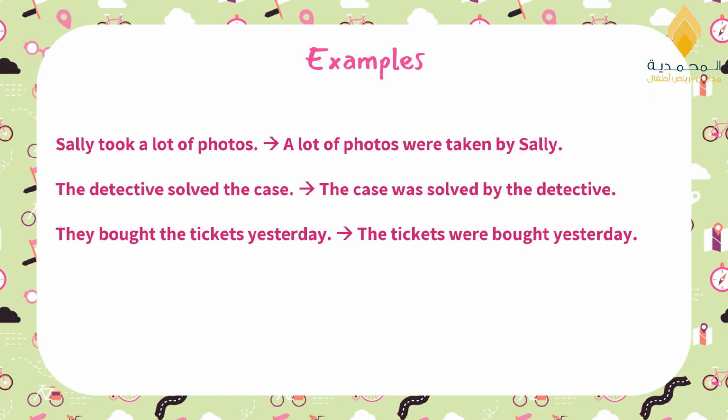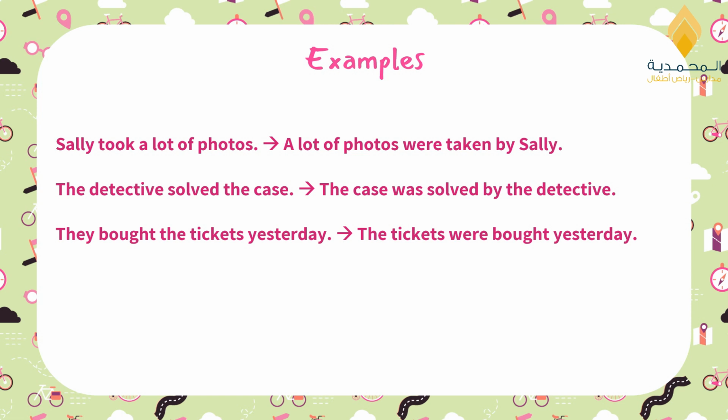Here are some examples of simple past sentences that were changed into the passive. Sally took a lot of photos. A lot of photos were taken by Sally. Were plus verb 3 of take, which is taken. The detective solved the case. The case was solved by the detective.